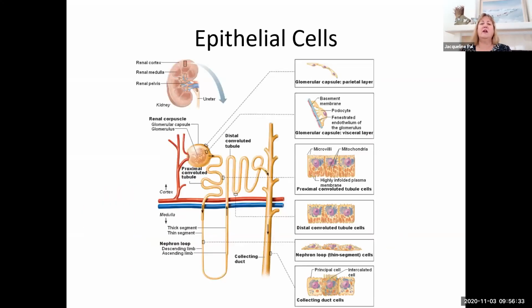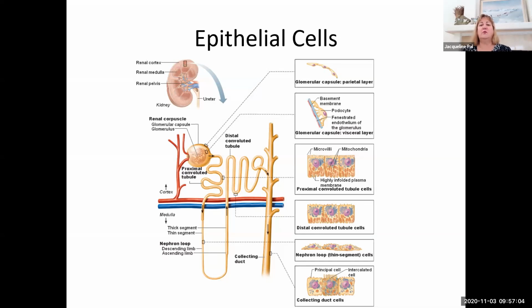So take a moment here and review all the different types of epithelial cells we have learned about, starting with the glomerular capsule, which is a simple squamous, as well as the glomerulus itself. But in the glomerulus itself, we have those podocytes. Then we move on to the proximal convoluted tubule with its cuboidal cells with abundant microvilli and lots and lots and lots of mitochondria, so lots of ATP is there.